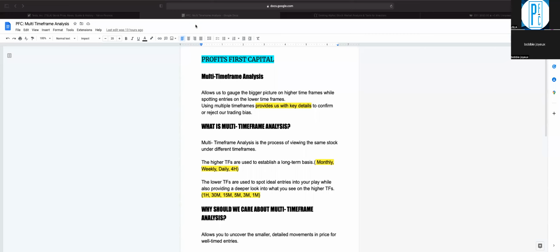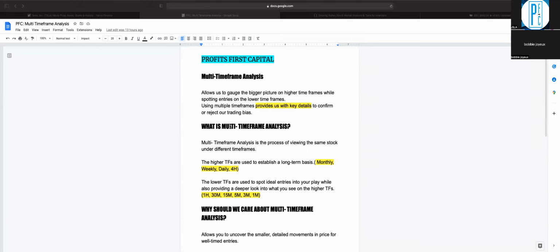So this is where multi-time frame analysis comes in. If you have multiple time frames agreeing, like let's say you're bearish, and multiple time frames agree bearish, then you're more likely to hold that trade longer and you're more likely to execute that trade. That's where multi-time frame analysis definitely helps.